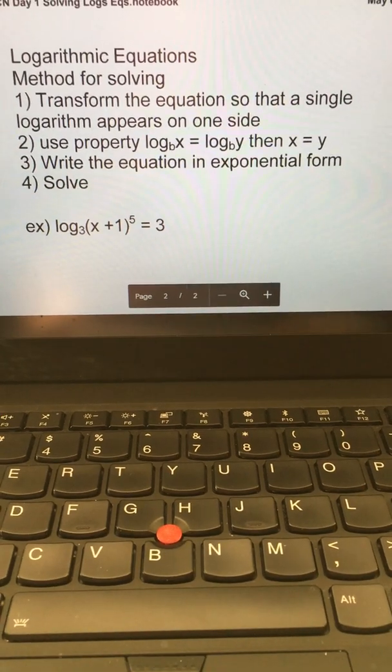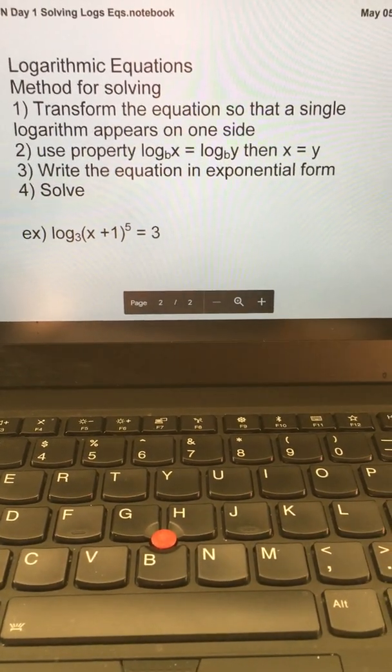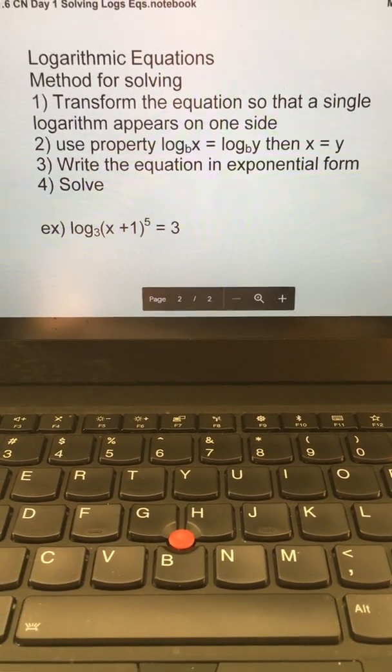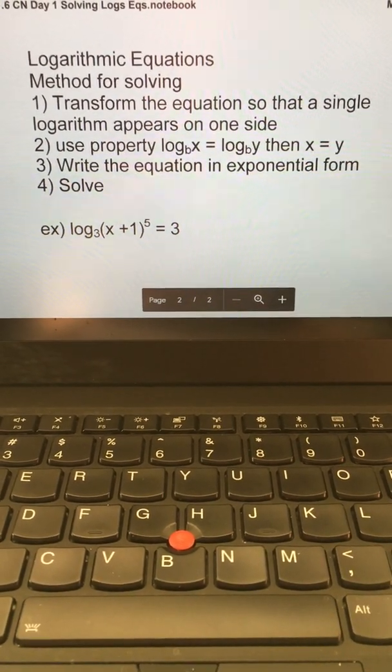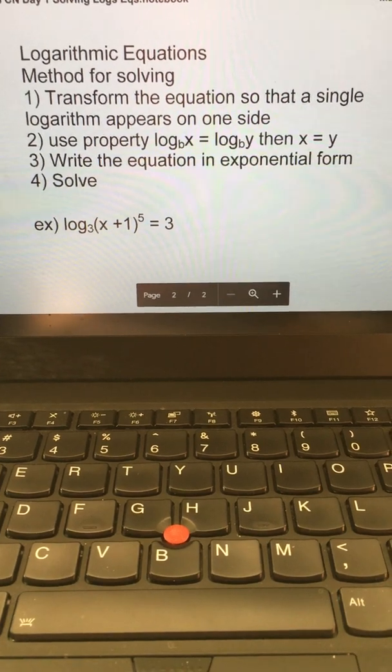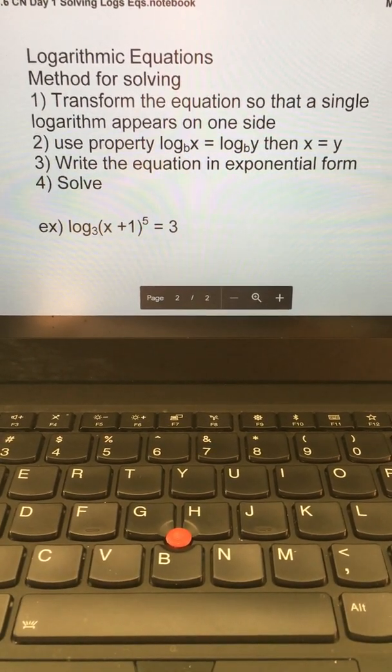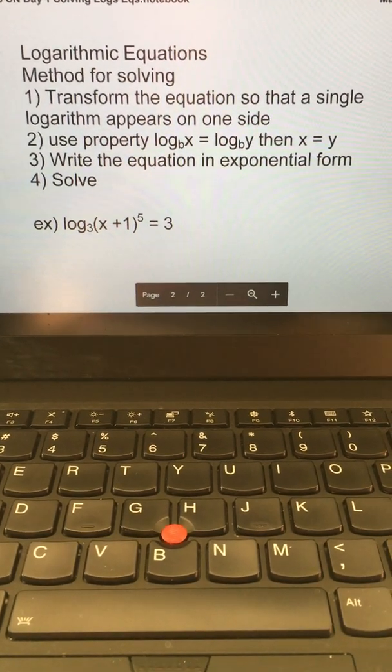If when you transform there's only a single log on the left or just a single log on the right but not on both, then I would do what number 3 is saying. Then the method that I would use for solving would be to write it in exponential form, which means switch forms. And then obviously our ultimate goal is to solve. So we're going to go ahead and start these examples.